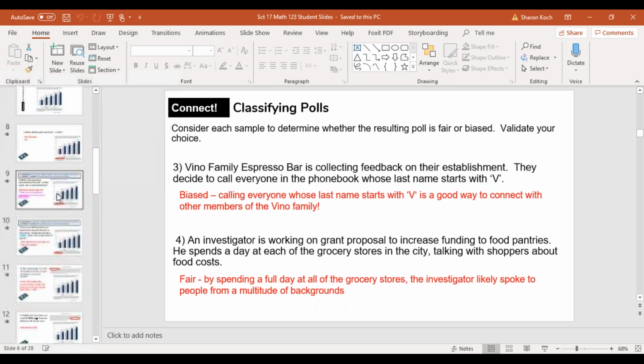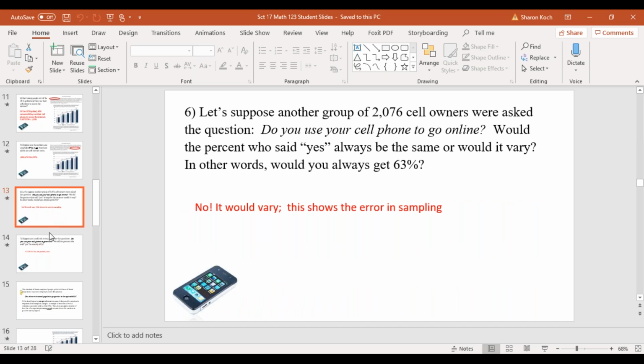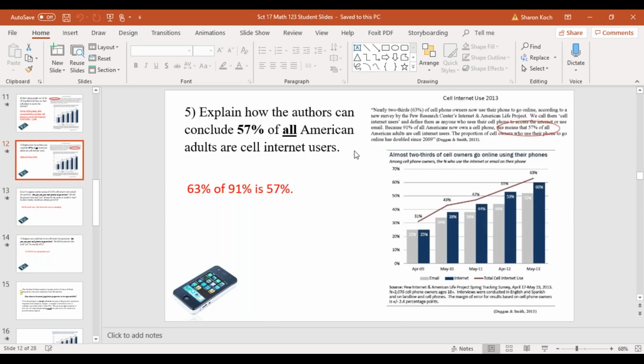Okay, let's take a look. So let's go through a scenario and try to understand how we would look at a poll here. We're going to look at some data. This chart is telling us about people who have cell phones and use the internet on it. So, cell internet use.